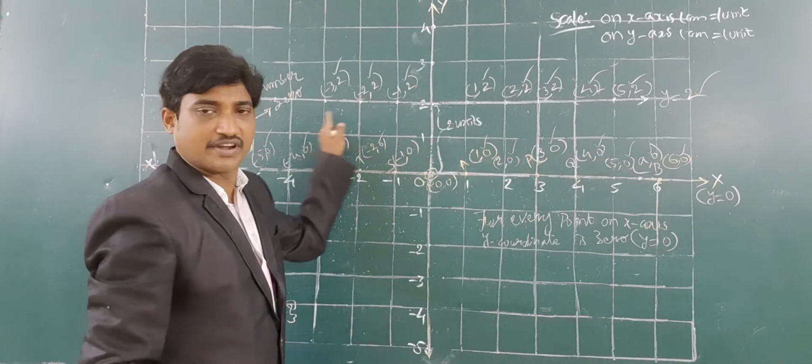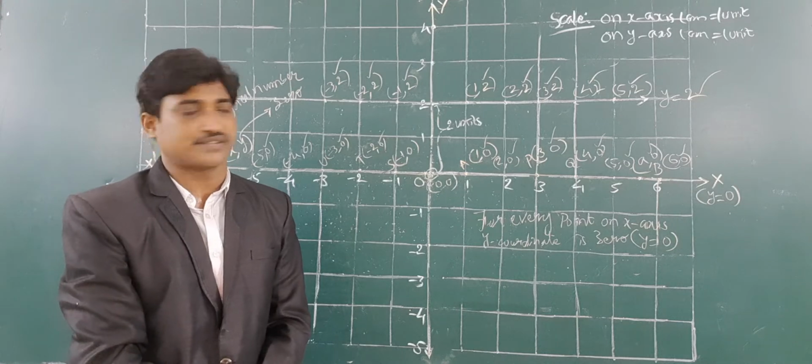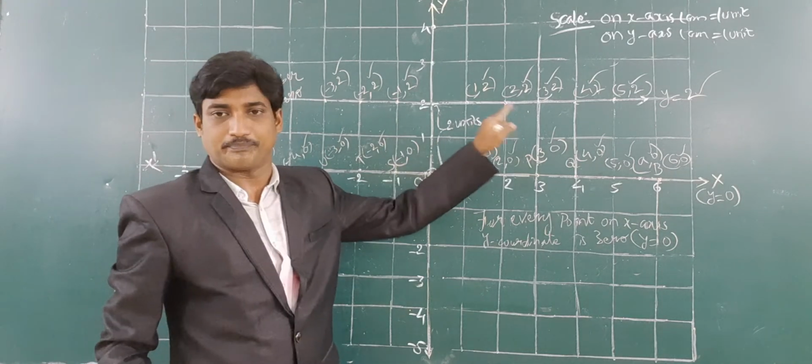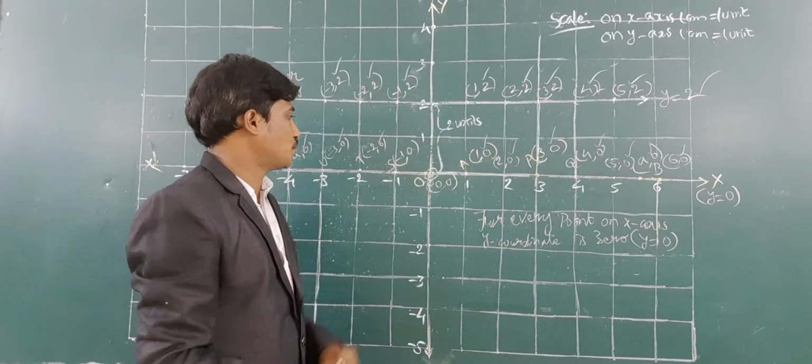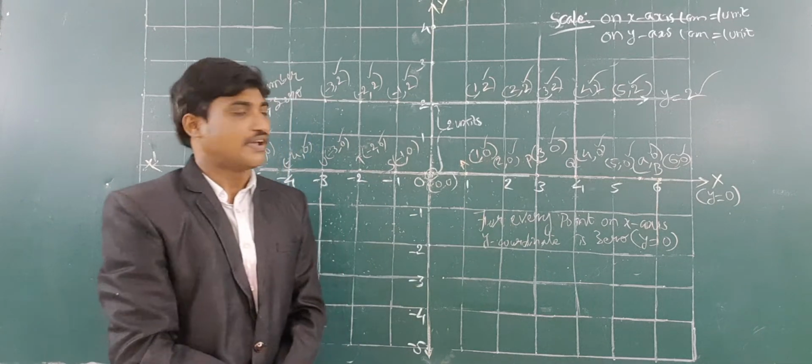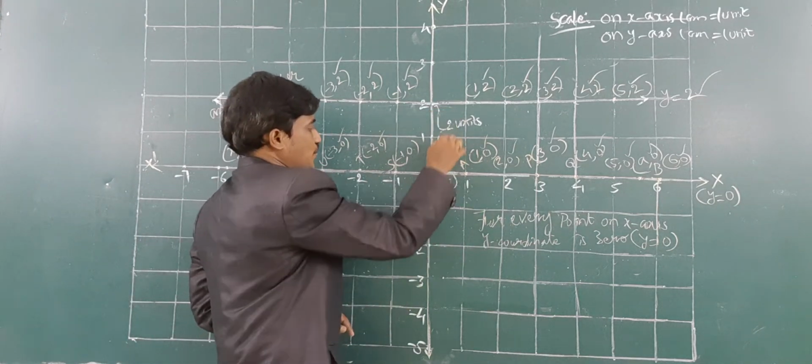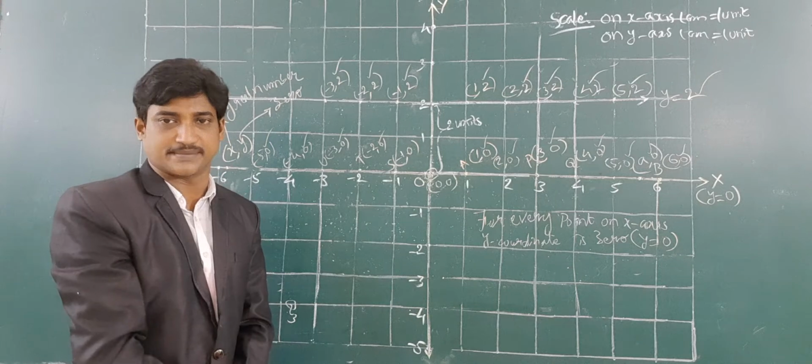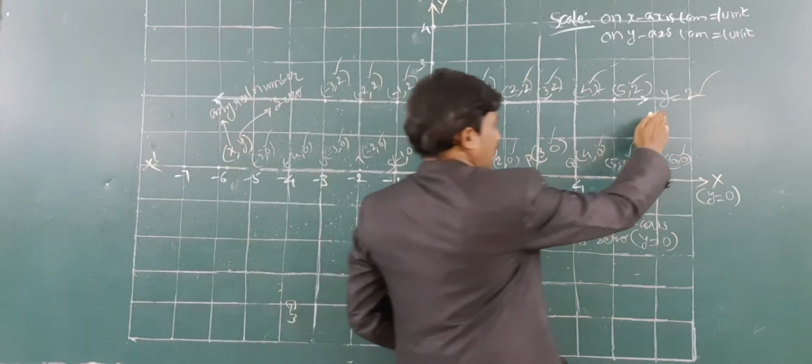We can generalize this result: the equation of a line parallel to the x-axis which is at a distance of 2 units from the x-axis is y = 2.